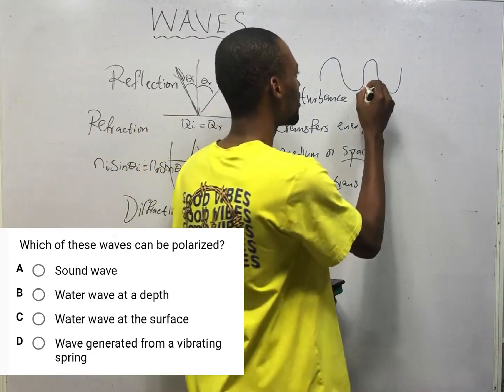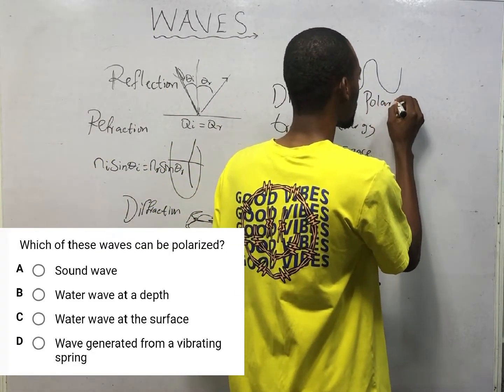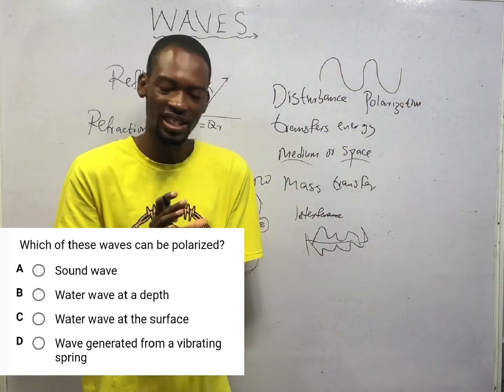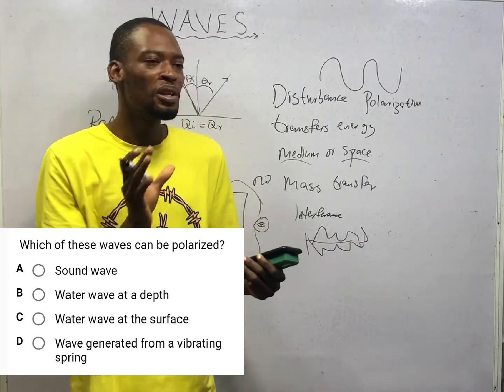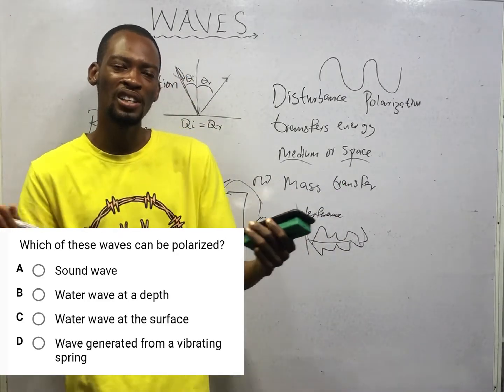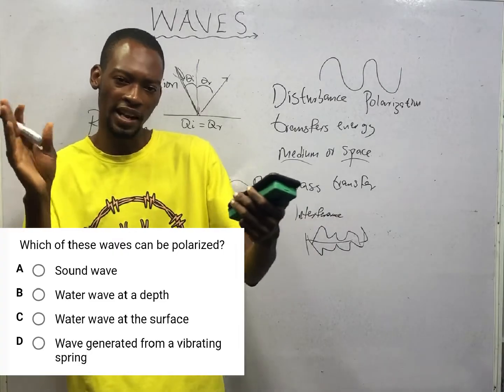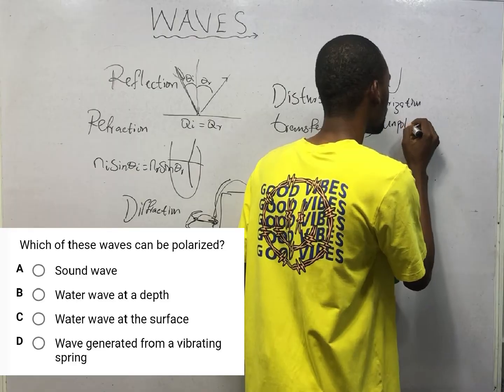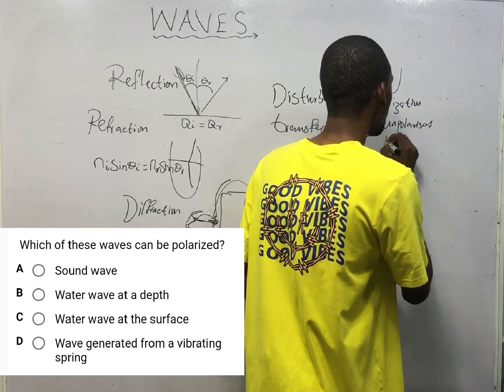Then the last one, polarization, which we are particularly interested in, is a phenomenon where a wave is made to travel in one plane or in one direction or in a confined direction. Waves can be unpolarized or polarized.